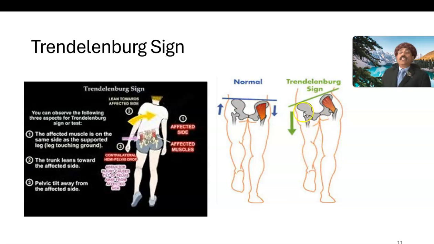So the healthy side will be sagging down, and on the unhealthy side the muscle is not working, due to damage to the muscle, no action of the muscle, or the nerve supply, like the superior gluteal nerve, is not working, or it has a lesion.